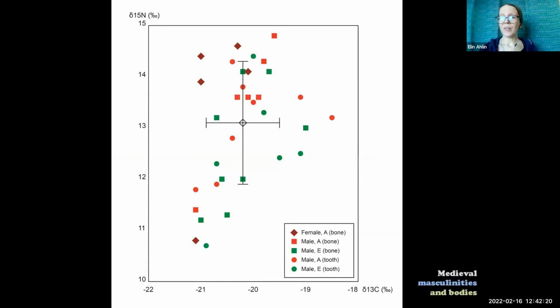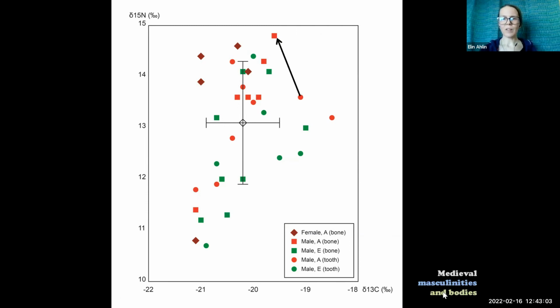Then a short comment on changes of masculinity throughout your life course. One change that you could make is a change of diet. In this chart, the individuals are sampled both as children and as adults. The round dots are samples from teeth, and teeth form in childhood, while the squares are samples from bone, which remodels throughout life. So here you can compare the diet in a single individual, what they ate as a child and as an adult. For most, there was not a major change, but there are some examples where the diet has changed.